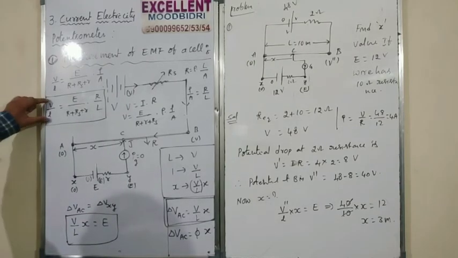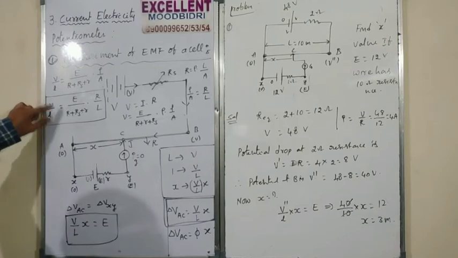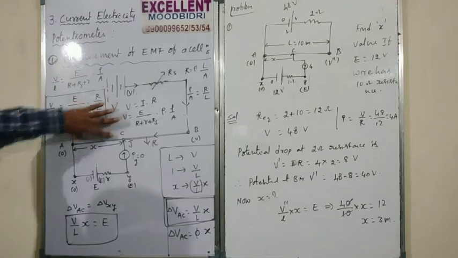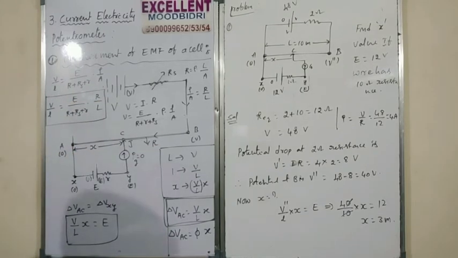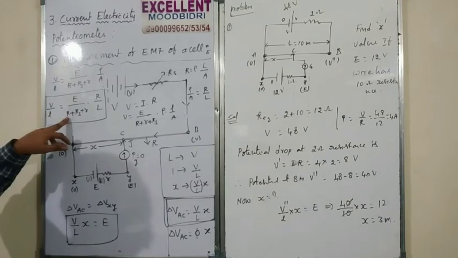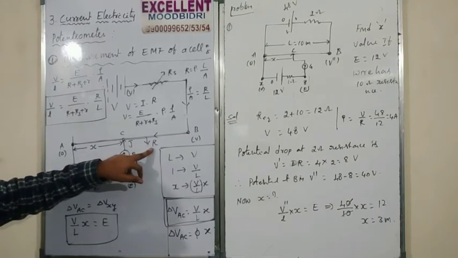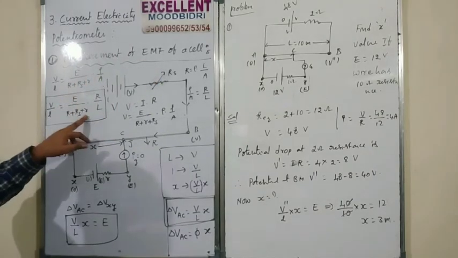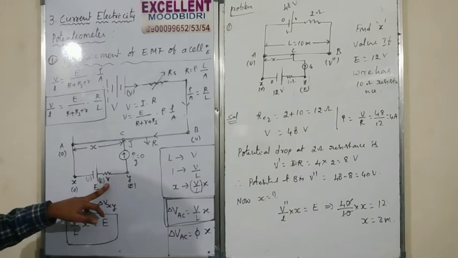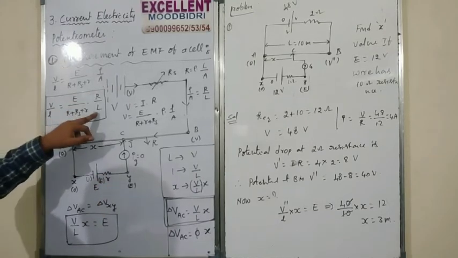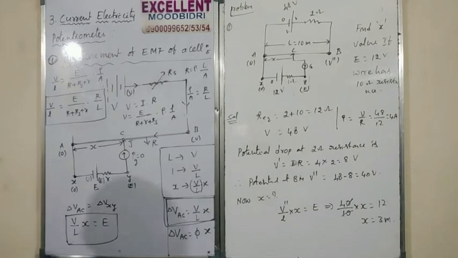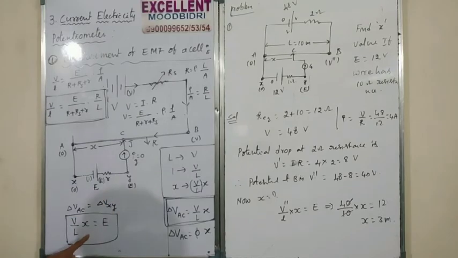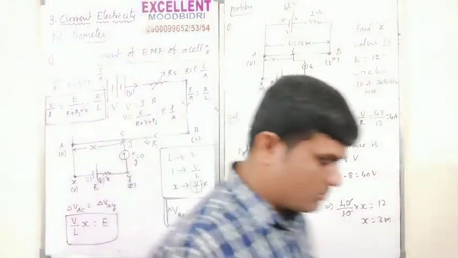V by L, potential gradient, is equal to... what is the small l? Small l means this one only. Capital L means total length of potentiometer wire. So R, what is R here? Resistance of a potentiometer wire. RS is the series resistance. r is the internal resistance of a cell. R by L, L is the length of a wire. Most important formula this one. Remember everybody. Now based on this formula, we will solve one or two problems now.